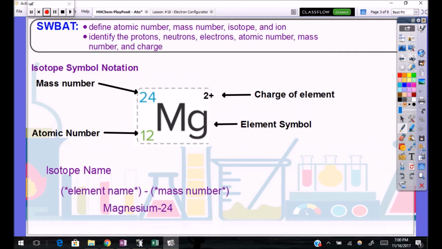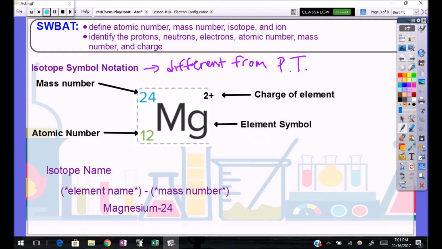Okay, so we also have isotope symbol notation. So here is an isotope of magnesium, Mg. When we're looking at isotope notation, the mass number is in the top left corner. The atomic number is in the bottom left corner. The charge of the element is the top right corner. Now, keep in mind that isotope notation is different from the periodic table. So I'm going to abbreviate periodic table and say PT. Different from PT. PT means periodic table.